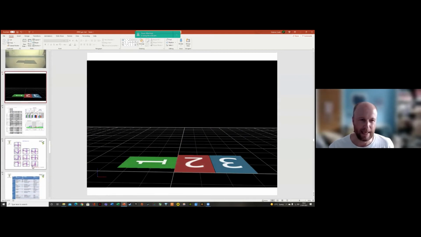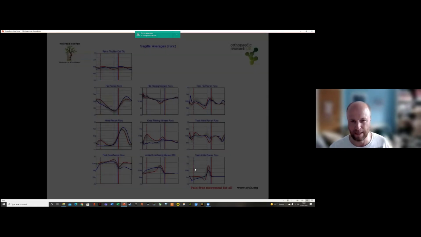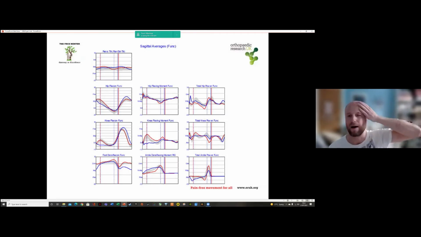But obviously, we need to get that into a form that we can understand. So let's just go to this. You guys may have seen graphs like this, and this is how we present it in the lab. On the left-hand column here, you've got our kinematics. So this is just the movement of the joints.